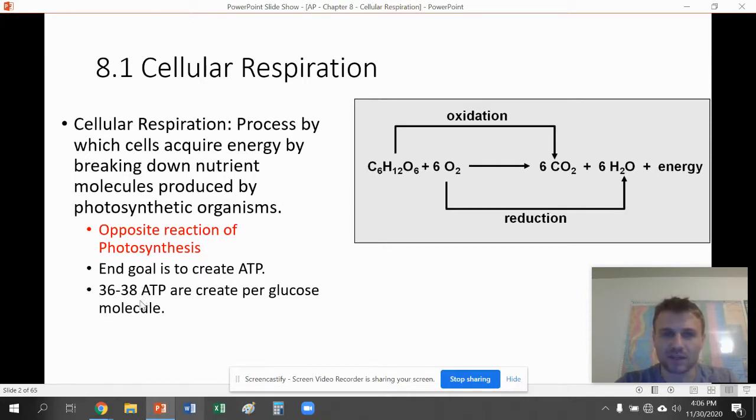On a test, I won't say, hey, how much ATP do we make? 34, 38, or 30? I'm going to say 2, 50, 100,000, 38. You should be able to identify 38 ATP going forward.